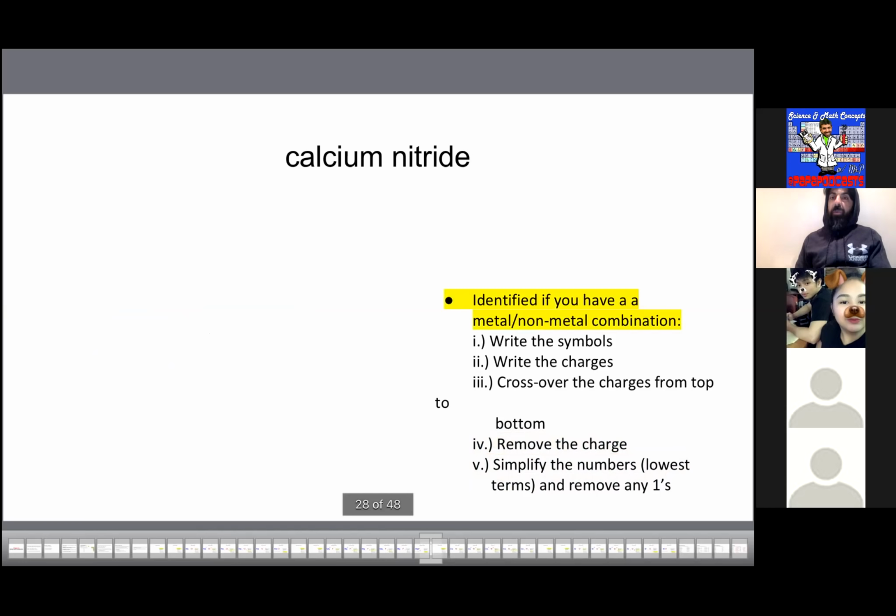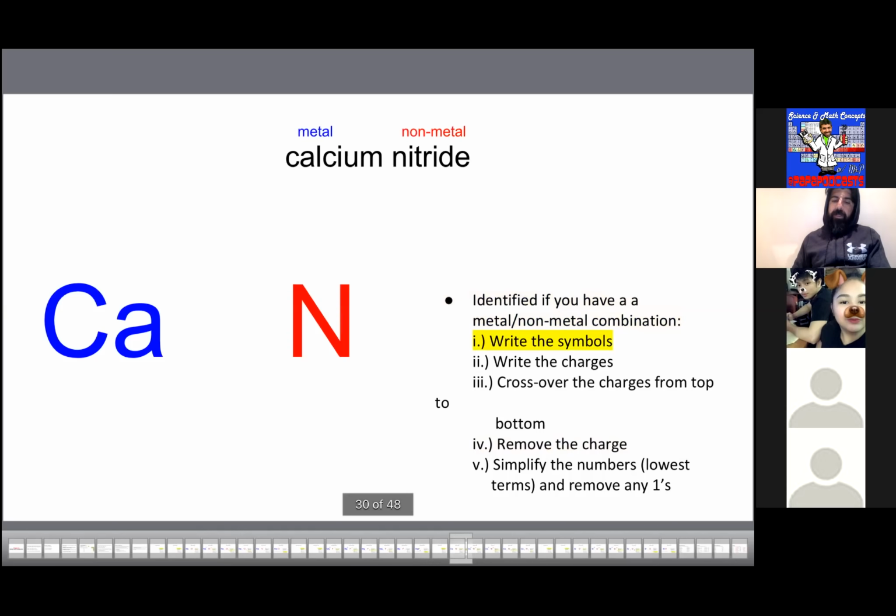Let's look at another one here where we're not going to have the 1 crossing over. So identify metal, non-metal. We have metal, non-metal. Notice again, all of these IDE endings. So we're going to write the symbols, calcium and nitrogen. We write the charges. So what's the charge? Again, you're going to need the periodic table.